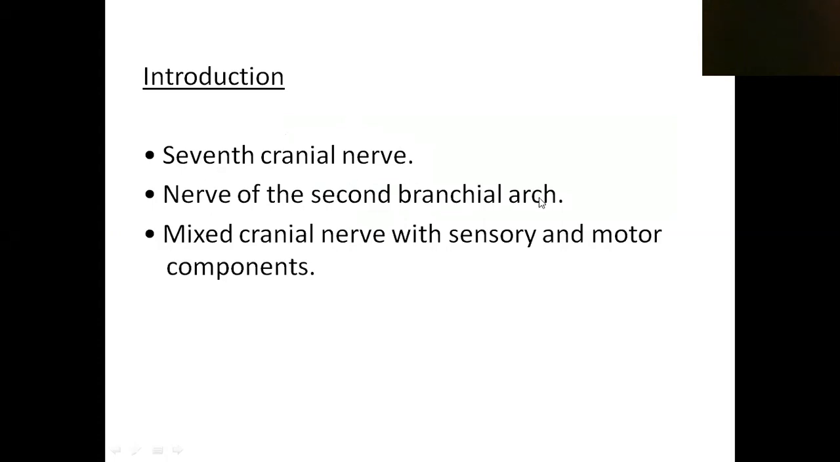During embryonic life, we have six pharyngeal arches. This nerve is inside the second pharyngeal arch. We'll discuss the details of that pharyngeal arch, or branchial arch, later. This is the nerve of the second pharyngeal arch, and it is a mixed cranial nerve, meaning it has sensory fibers and motor fibers. So it is the seventh cranial nerve, the nerve of the second pharyngeal arch, and a mixed cranial nerve.